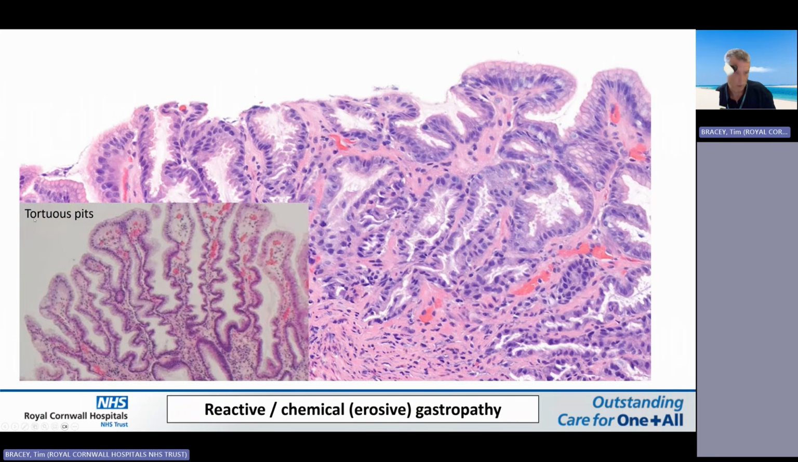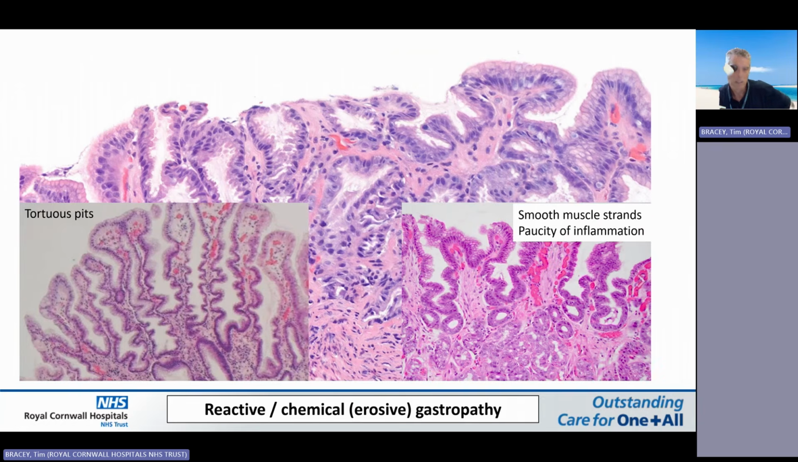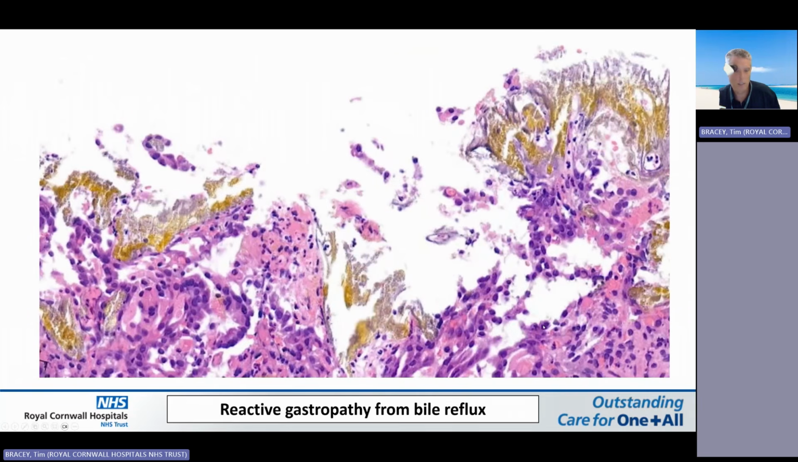Okay, and those tortuous pits can get really long and really tortuous, and in fact, as we'll move on to talk about, this kind of appearance on a little biopsy may be representative of a hyperplastic polyp, which is effectively the same as reactive gastropathy but just exaggerated. And this is just a slightly higher power view of more smooth muscle strands in reactive gastropathy with these tortuous pits.